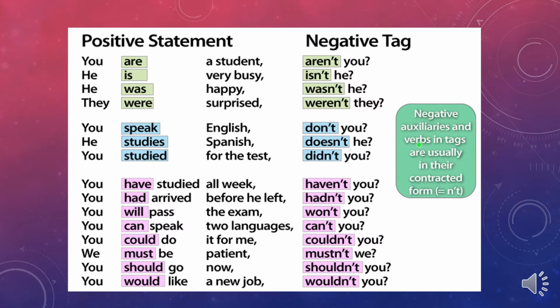Negative auxiliaries and verbs in tags are usually in their contracted form. Okay? Quiere decir que siempre este lado de aquí de los tags, negative tags, okay, siempre tienen que estar con apóstrofe, es decir, en contracción. Aren't, isn't, wasn't. Es decir, no puede ser posible. Are not, is not, was not. Impossible, right? Always in contraction. Aren't, isn't, wasn't, weren't, don't, doesn't, didn't, haven't, hadn't, won't, can't, couldn't, mustn't, shouldn't, and wouldn't. Always with contraction. Okay? Let's continue.